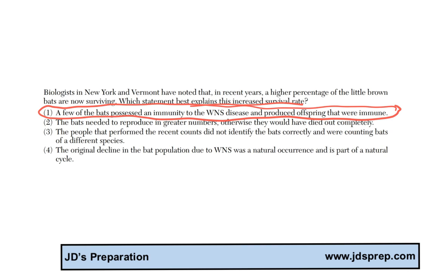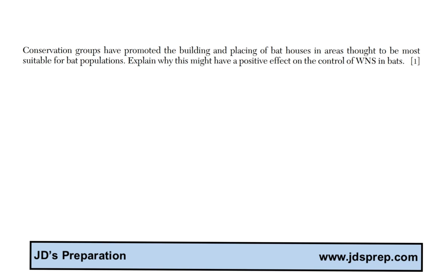Now let's move on to the last part. Conservation groups have promoted the building and placing of bat houses in areas thought to be most suitable for bat populations. Explain why this might have a positive effect on the control of white nose syndrome in bats. Some of the things that you might want to explain are that they provide a safe environment for those populations that are surviving.